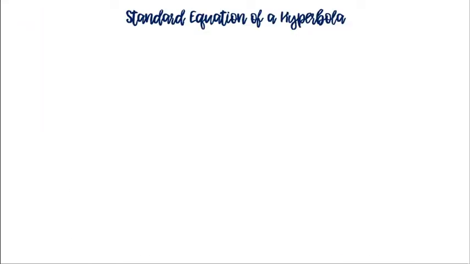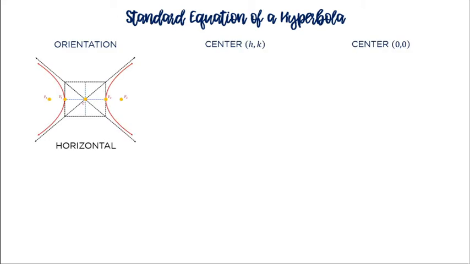Let us now have the forms of the standard equation of a hyperbola. Okay, the same with parabola and ellipse, the standard equation of a hyperbola depends on its orientation. So here, we will be considering two orientations. The first one, pinakita ko na yan kanina, the horizontal hyperbola. So you can see here that the branches of the hyperbola are opening sideways, meaning it opens to the left and to the right, or the points are horizontally aligned.